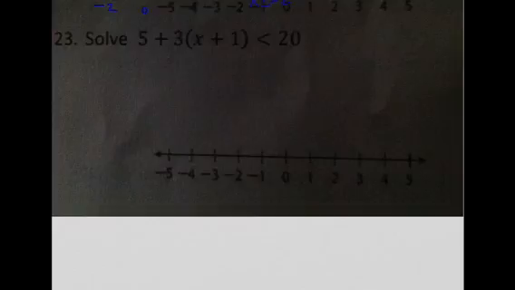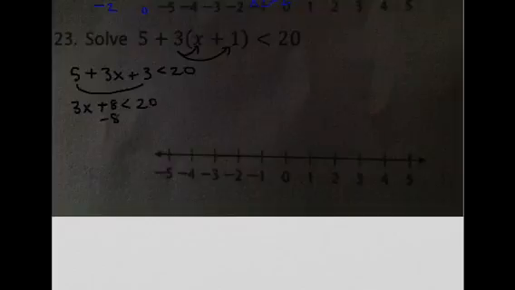Alright, so for number 23, we're going to distribute the 3 first with the x and the 1. So that's going to give you 5 plus 3x plus 3 times 1 is 3, less than 20. I'm going to combine like terms, so I'm going to combine these two. So 3x plus 8 is less than 20. I'm going to subtract 8 from both sides. So 3x is less than 12. Now I'm going to divide by 3. So now x is less than 4.